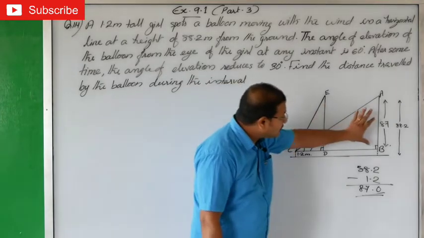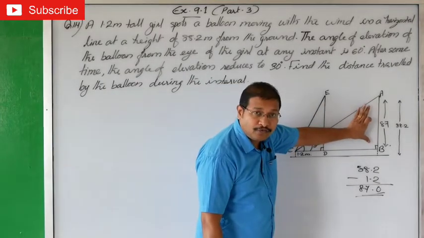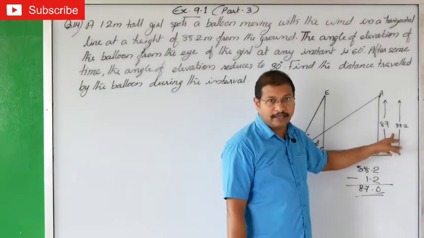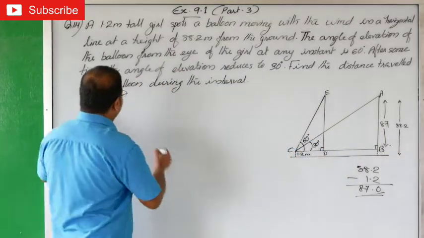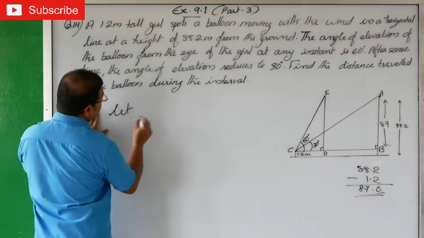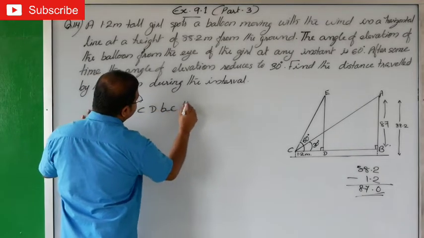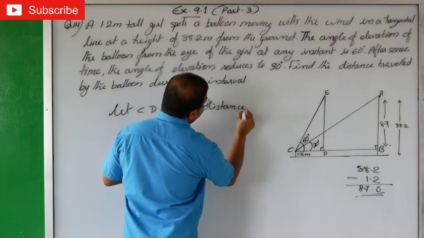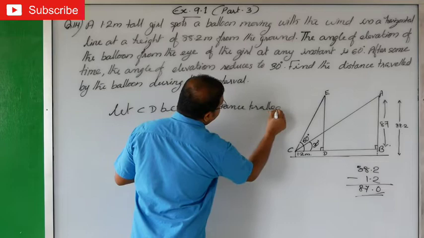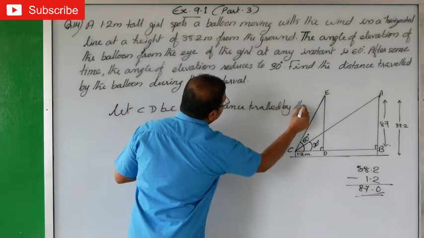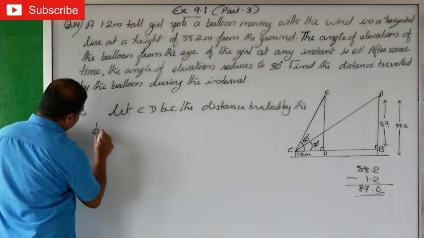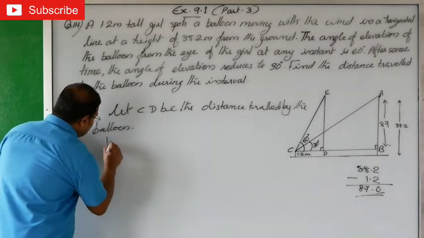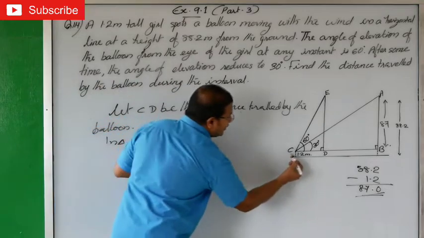Got it? That means the height of the balloon from her is 87 now. Ready? So let's start the work now. First we'll write, let CD be the distance traveled by the balloon. Ready? So we'll consider first triangle CDE.